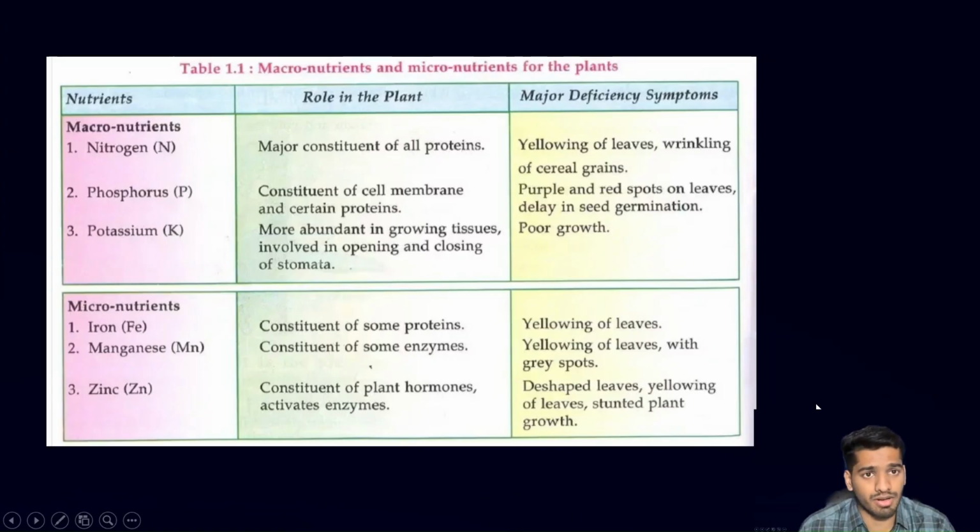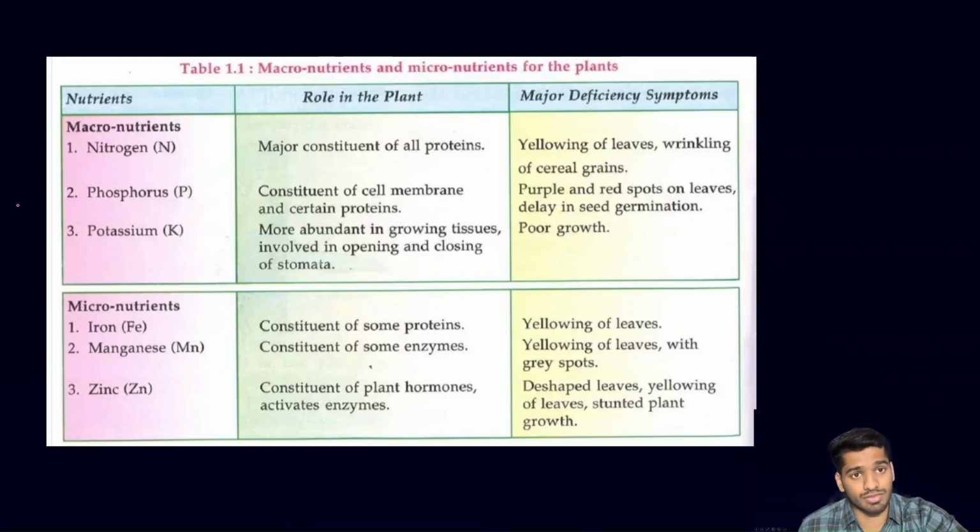This is a very important table in which we are going to discuss all the nutrients required for the plant, their role, and in case of deficiency, what all things you can see, that is, the symptoms. The first macronutrient is nitrogen. See, nitrogen is a major constituent of protein. If you want to make protein, you need nitrogen. So its role is to make protein inside the plant. If there is deficiency, what you can see as the symptoms, that is key: you will see yellowing of the leaf as well as wrinkling. Wrinkle means, once we get older, we have wrinkles on our faces. So that is the wrinkling you can see on the leaves.